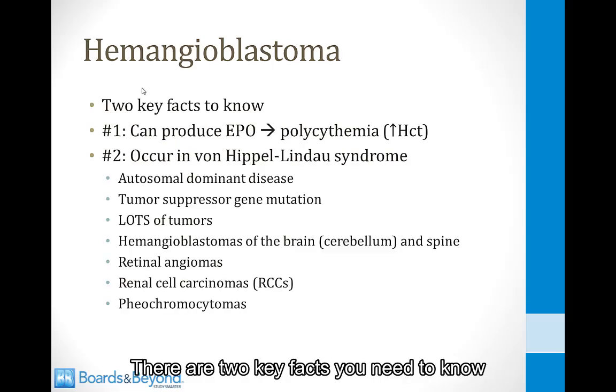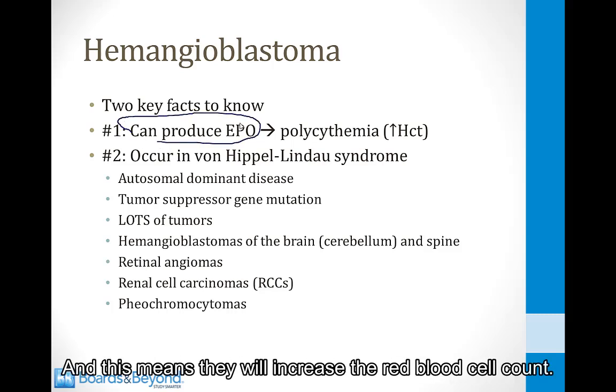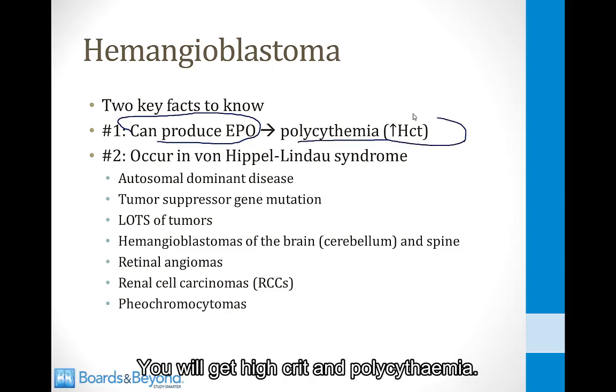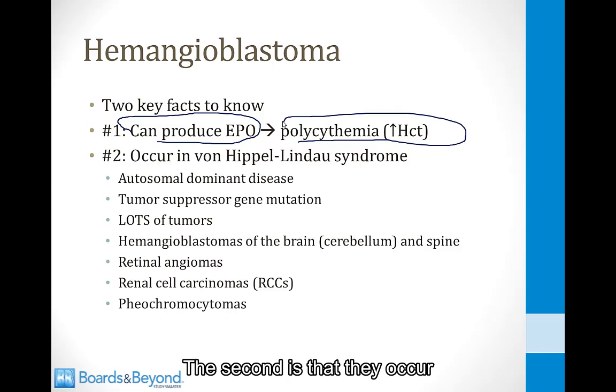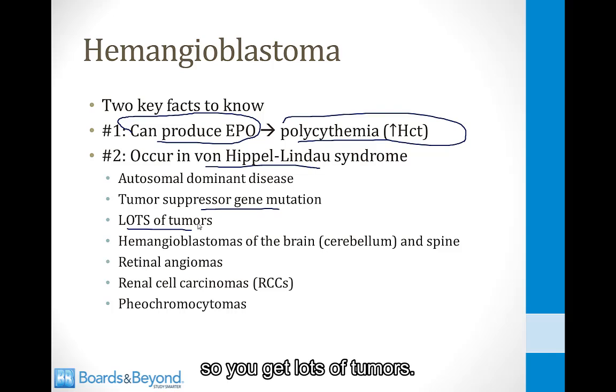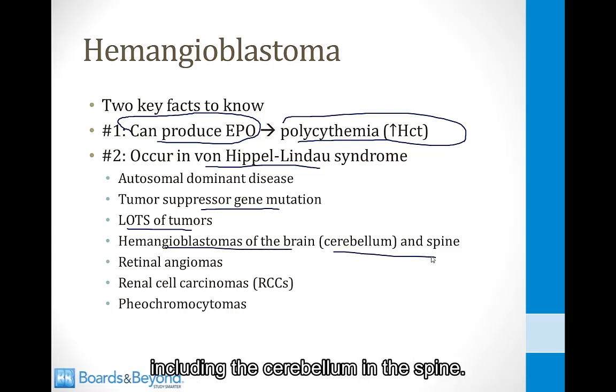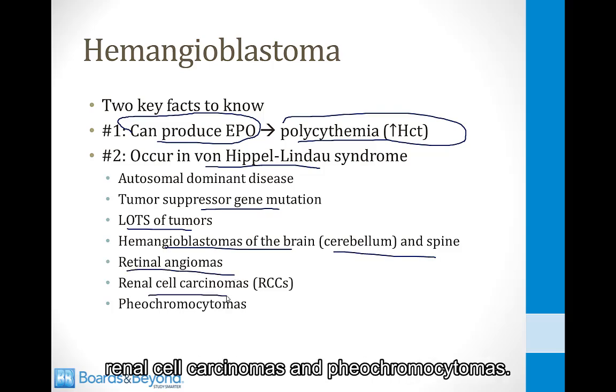There are two key facts you need to know about hemangioblastomas. The first is that they can produce erythropoietin, and this means they will increase the red blood cell count, and you will get a high crit and polycythemia. The second is that they occur in a very rare autosomal dominant disease called von Hippel-Lindau syndrome. This is a tumor suppressor gene mutation, so you get lots of tumors. One of them that you get is hemangioblastomas of the brain, including the cerebellum and the spine. These patients also get retinal angiomas, renal cell carcinomas, and pheochromocytomas.